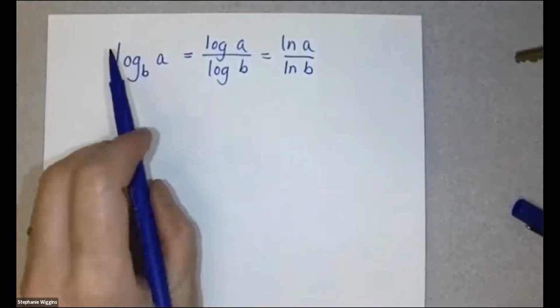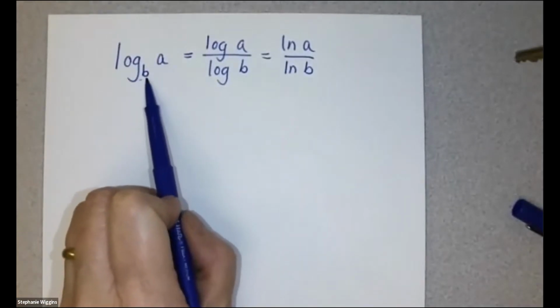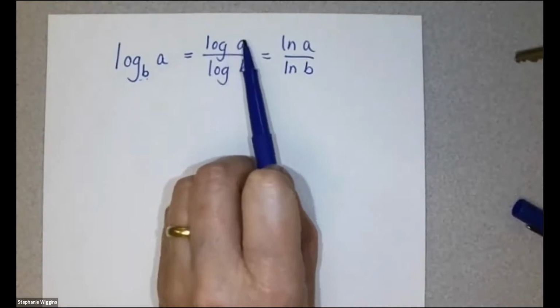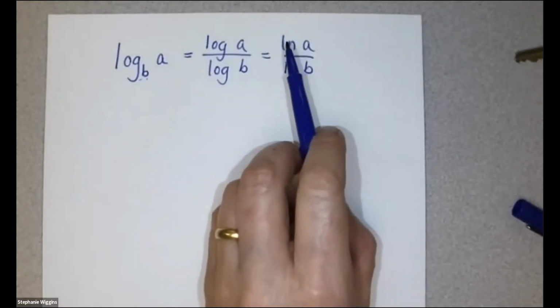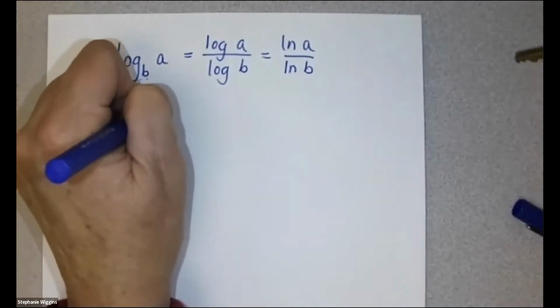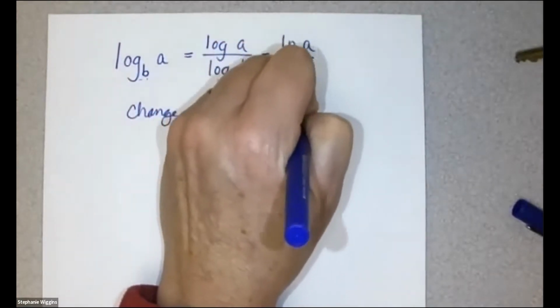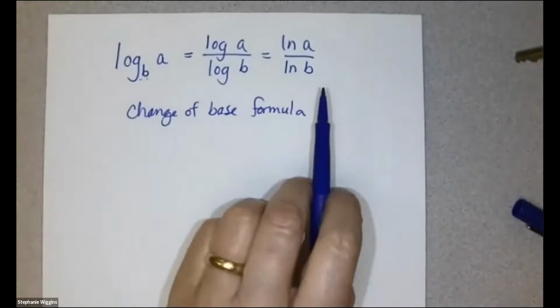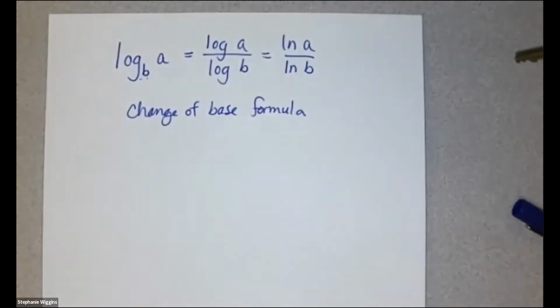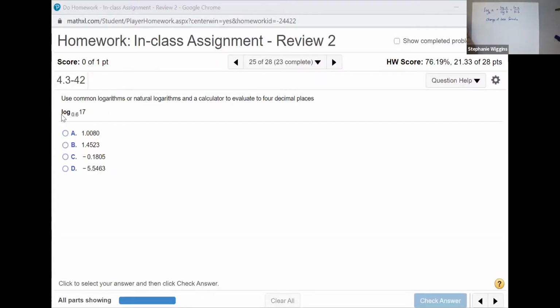So you just take log base b of a. You don't have base b in your calculator, so you use the common log, and you go log of a divided by log of b, or you take the natural log of a over the natural log of b. This is the change of base formula. There's at least one question on the test where you have to use this formula. So just remember, the base is on the bottom. You take the natural log of each. So here we have this log base 0.6 of 17. Is going to be the log of 17 over the log of 0.6.